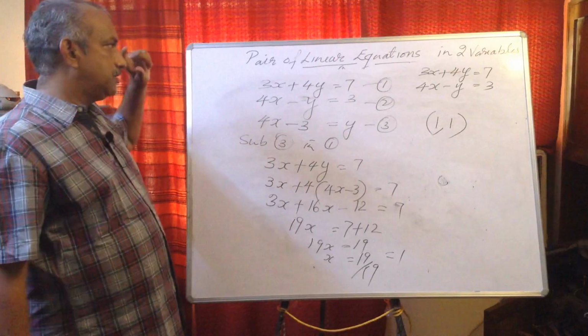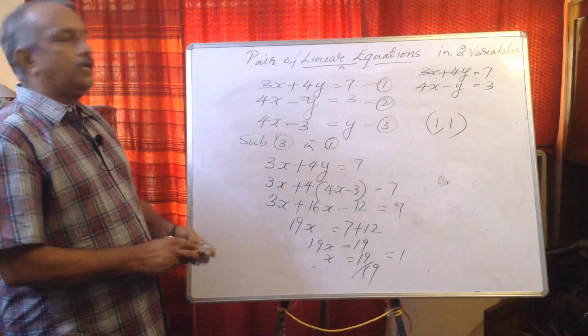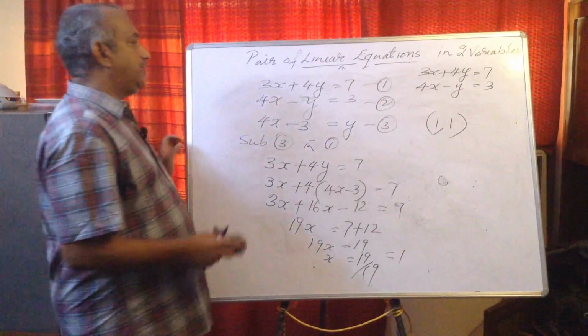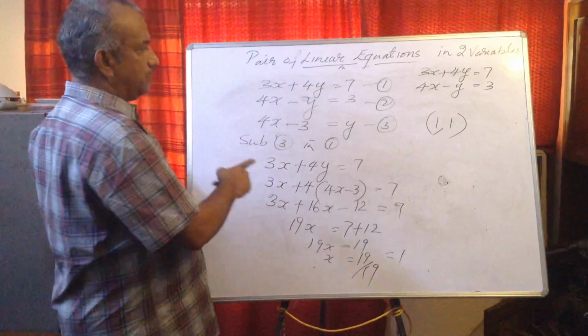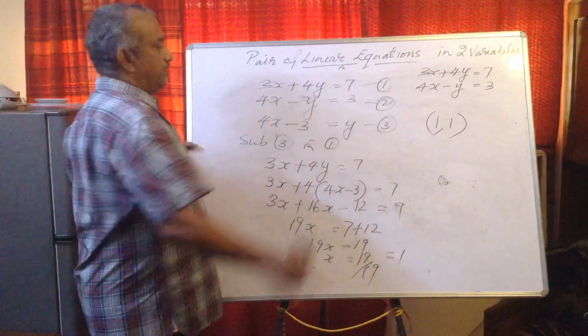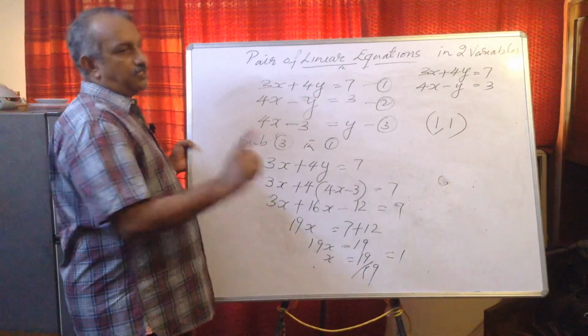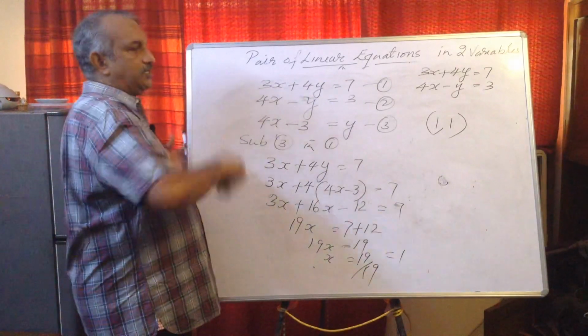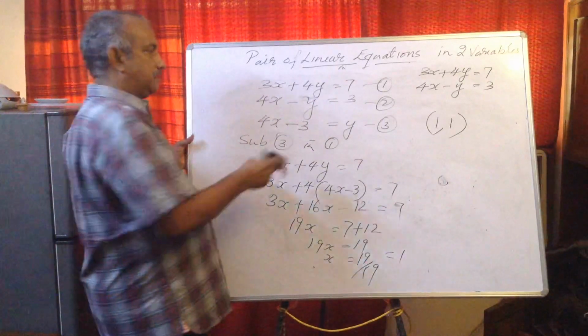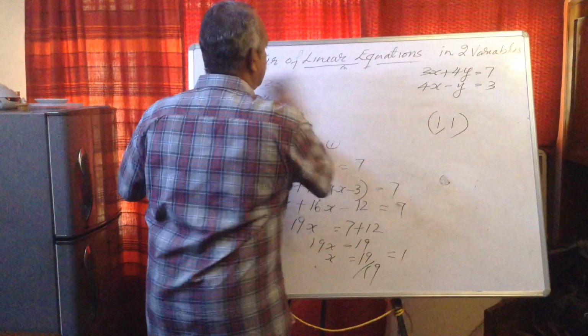Now the fourth one is by cross multiplication. I hope this one is clear. You have to write one equation in terms of one variable in terms of the other, then substitute in the other equation, you will get the answer. We will do more questions later.